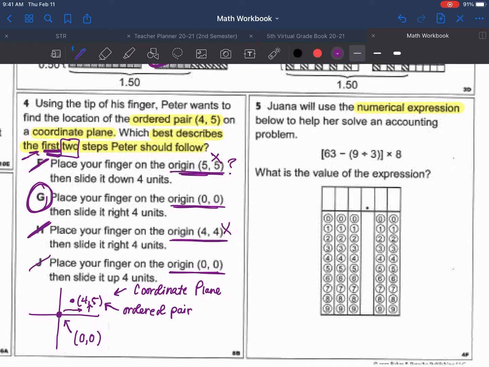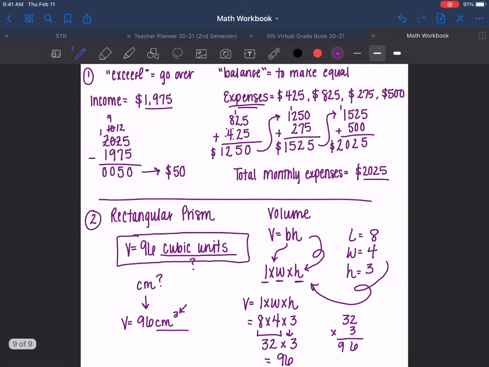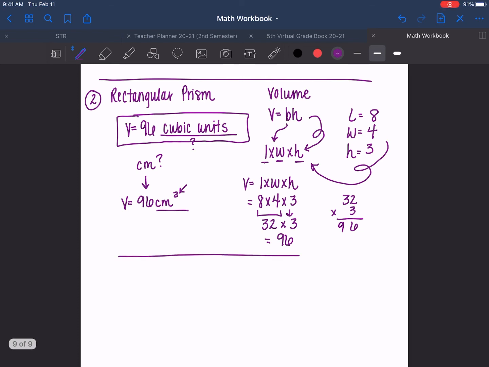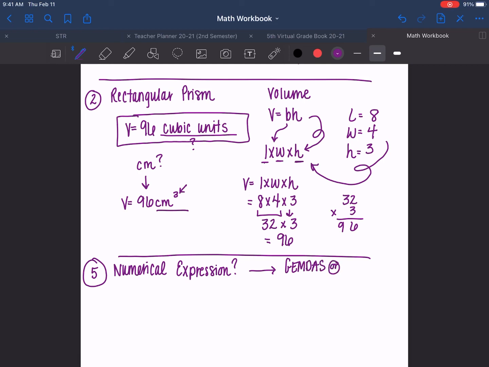Ooh, my goodness. I see on number 5 that it says numerical expression. I already know we need to come over here and explain some stuff. Numerical expression: when we're looking at these, this is when we bring out our GEMDAS, or as some may know it, PEMDAS. I grew up with it as PEMDAS, but they have changed it to GEMDAS. So we're going to be focusing on GEMDAS.